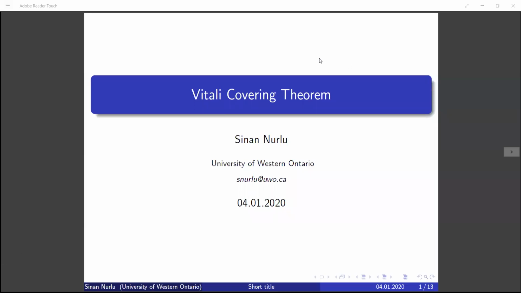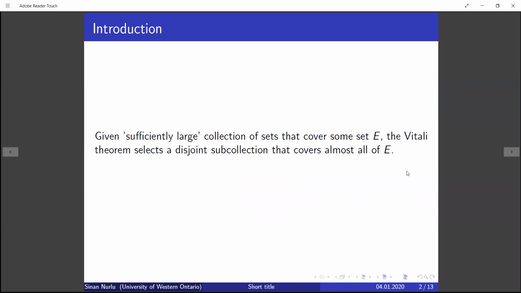Hello everyone. Today I'm going to talk about the Vitali covering theorem for my presentation for the measure theory course. First, I'd like to give an intuitive idea about the statement of the theorem. So let's try to paint a picture about what it says roughly.